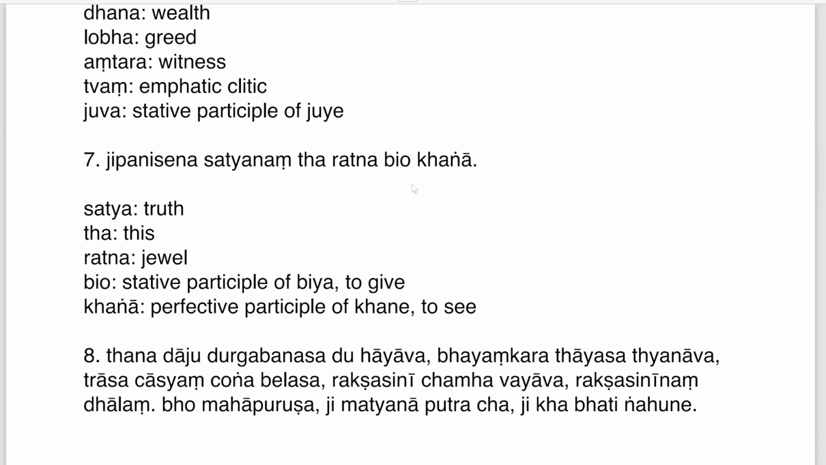Bio. Sometimes you say bio and sometimes you say biwo, biva. You would see all kinds of spellings of this bio. It's just a stative participle of ba, to give. So we have seen the giving of this jewel, and sadhyanam, we truly have seen that. So in the story, that is the witness speaking, that we have seen this merchant has given the jewel to the other one.